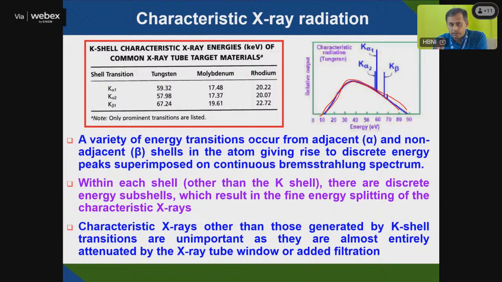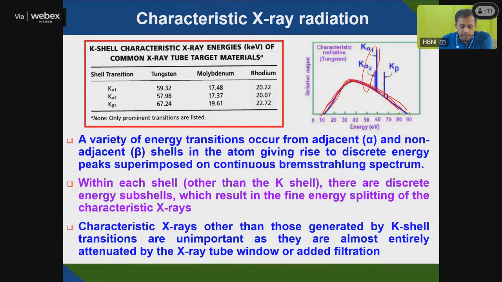The heat generation is produced because of the deceleration of the electron, and the X-ray, so we will get a background. And these are the characteristics: K alpha 1, K alpha 2, K beta. K alpha 1 and K alpha 2 have almost equal energy, so we need to separate them during X-ray study, and K beta also.